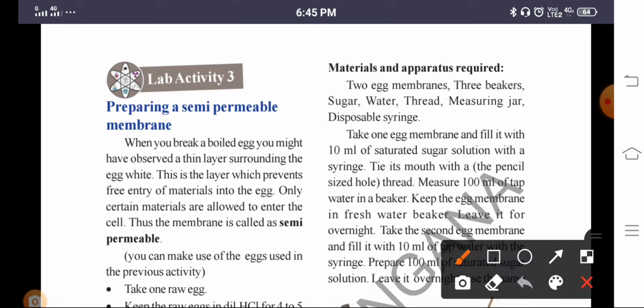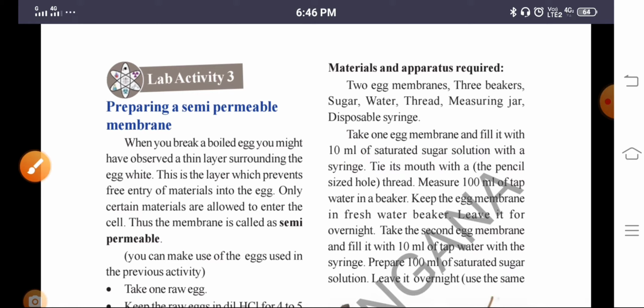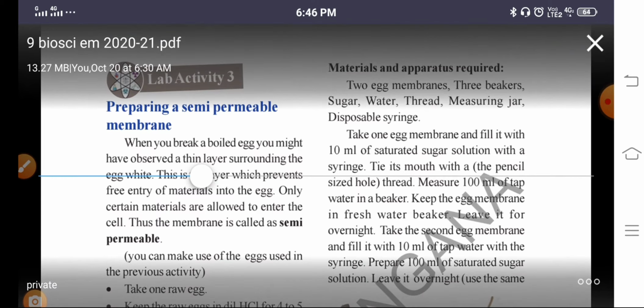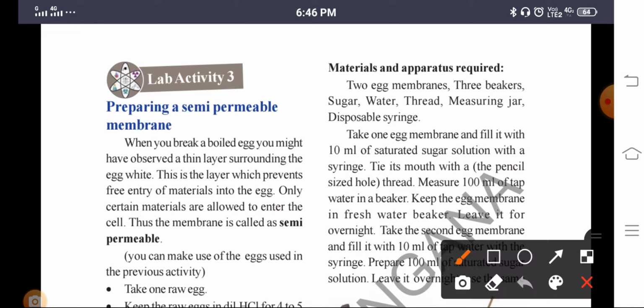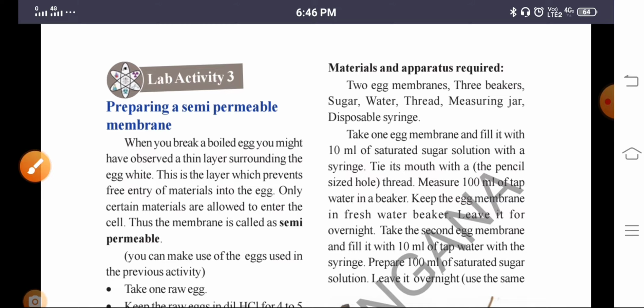Take the egg membrane and, using a syringe, inject 10 ml of saturated sugar solution into it, and then tie it with the thread. After injecting the saturated sugar solution into that plasma membrane and tying its mouth, keep this setup in a beaker having 100 ml of water.